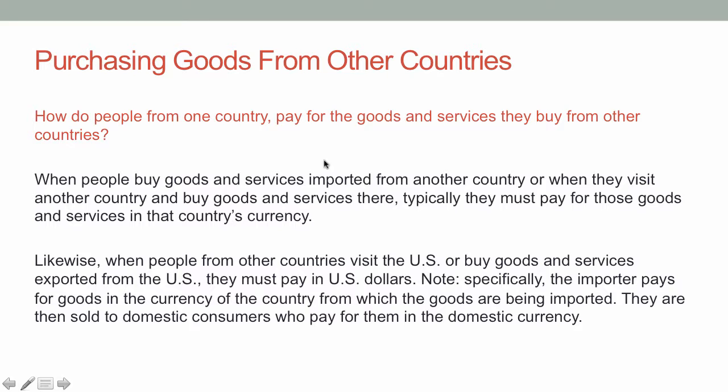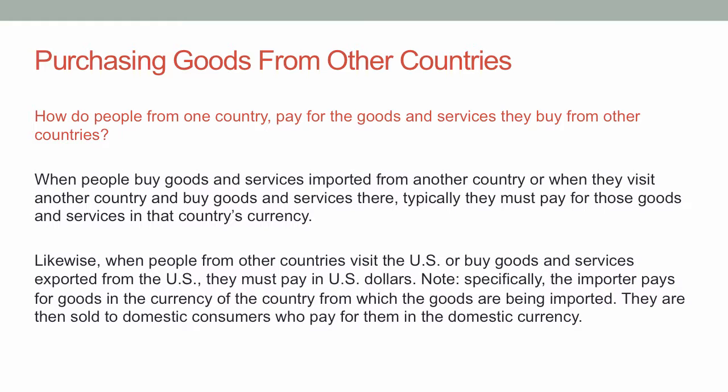How do people from one country pay for the goods and services they buy from another country? If we think about our worldwide economy, when people buy goods and services imported from another country, or when they visit another country and buy goods and services there, typically they must pay for those goods and services in that country's currency. For example, you buy a Toyota truck built in Japan. That's where Toyota manufactures a lot of trucks. You actually have to purchase that in Japanese currency in order for it to come here, and then things get converted and we buy it here from distributors in US dollars.